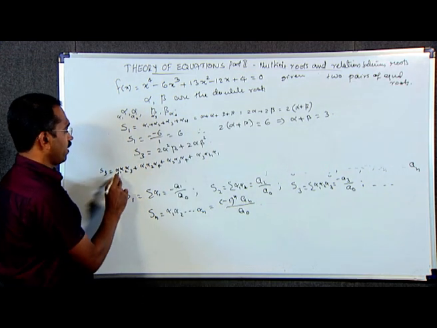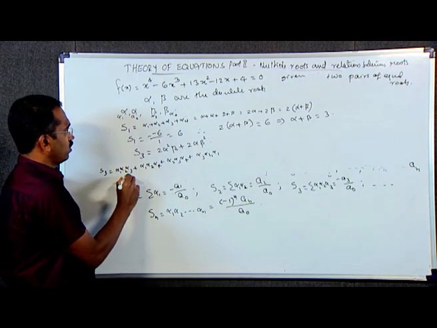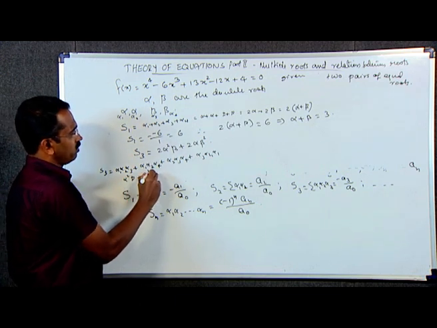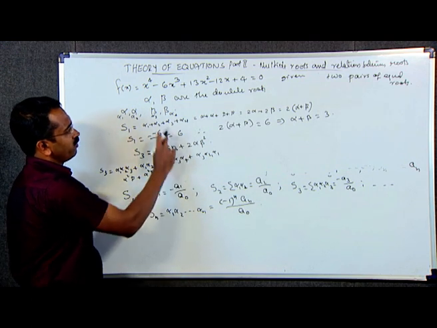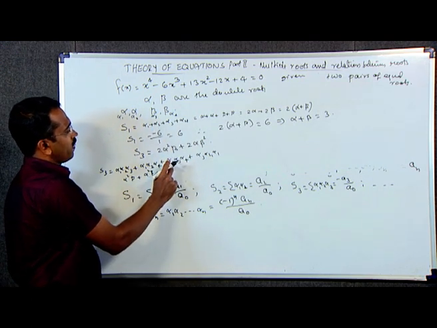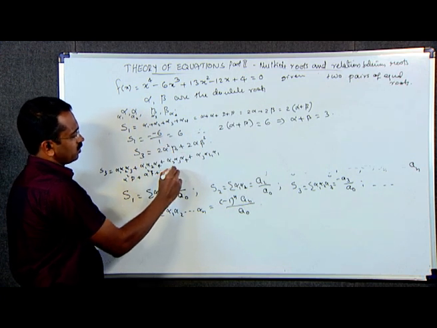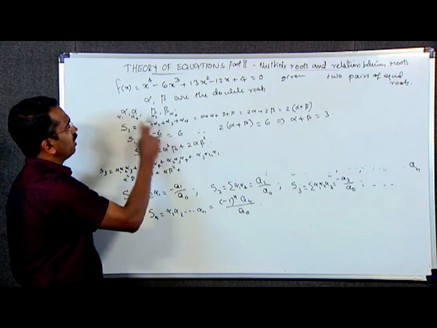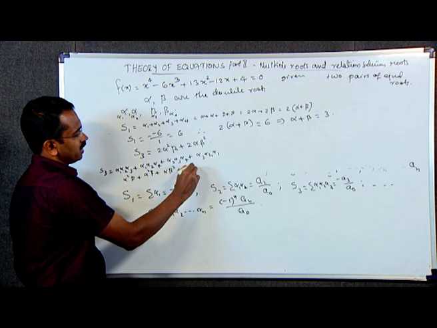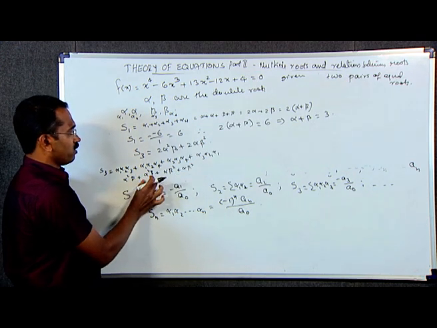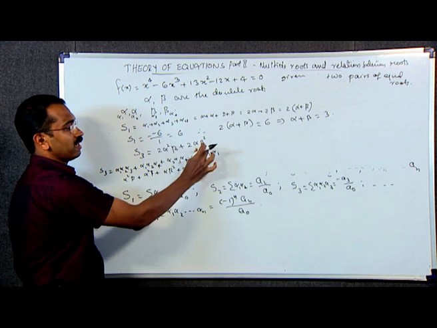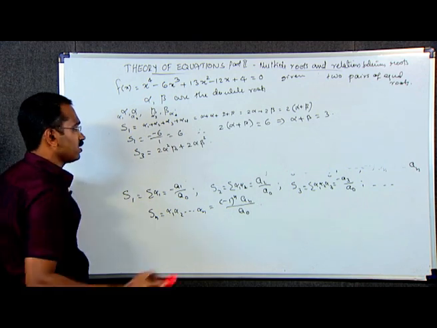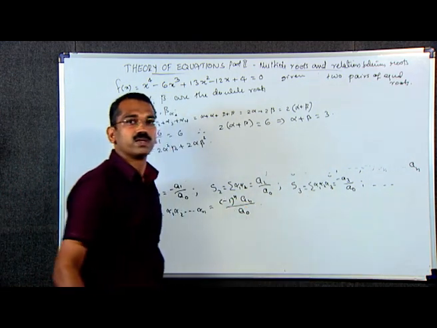Alpha 1, alpha 2, alpha 3 means alpha square beta. This is alpha 1, alpha 2, alpha 4 also alpha square beta. Alpha 2, alpha 3, alpha 4 means alpha beta square, plus this also alpha 3 into alpha 4 into alpha 1 means alpha beta square, that is 2 times alpha square beta plus 2 times alpha beta square, which is S3. From this relation, S3 equal to minus A3 divided by A0.